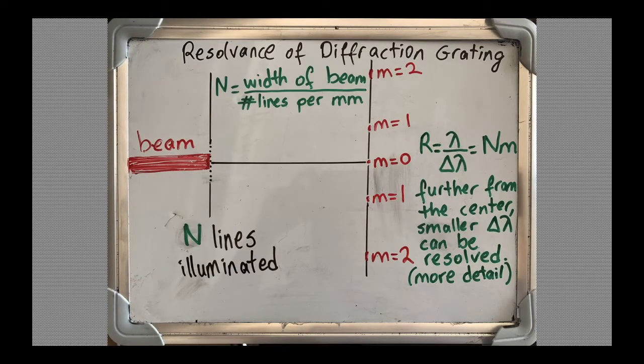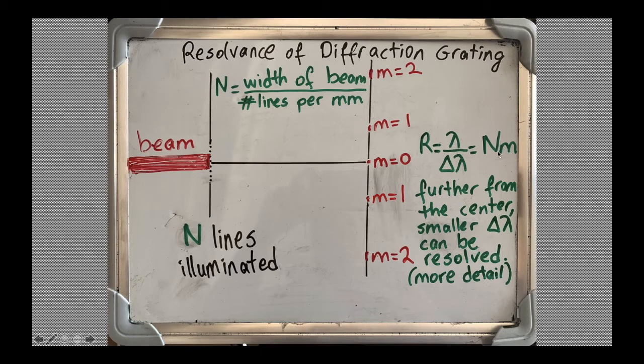In the case of determining the resolvance of a diffraction grating, we defined the capital N first as the number of lines illuminated. So if that's the width of my beam and I'm using n number of lines per millimeter, the width of the beam multiplied by the number of lines per millimeter would give me how many lines my beam is passing through. So if I have a 2 millimeter beam and 100 lines per millimeter, I would be illuminating 200 lines. So this capital N is 200 in the formula.